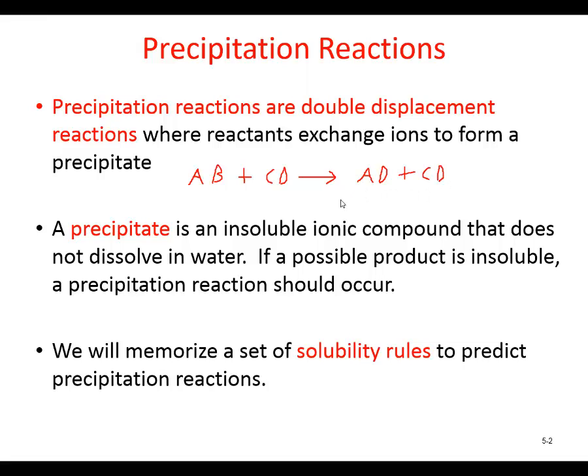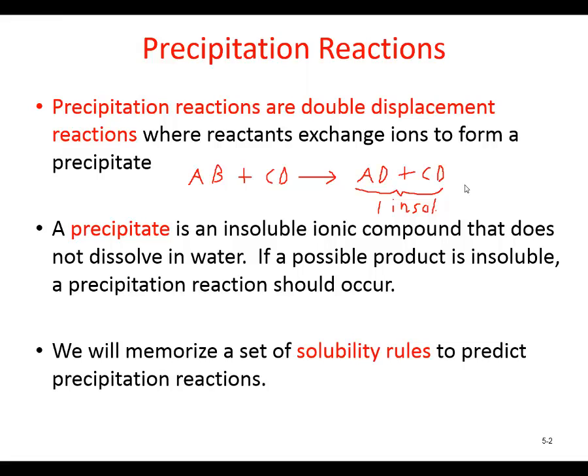Now, if I have a precipitation reaction that's a double displacement reaction, one of these two products, not necessarily both of them, but at least one of them will end up being a solid. So we're going to end up with one insoluble compound. So one compound will be insoluble here. And so that's what we're really looking for in a precipitation reaction.